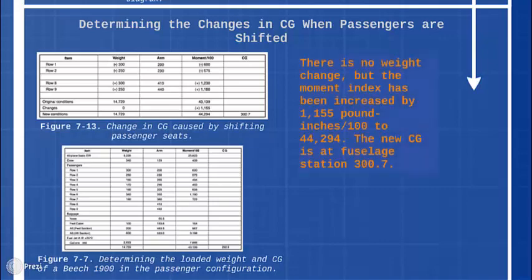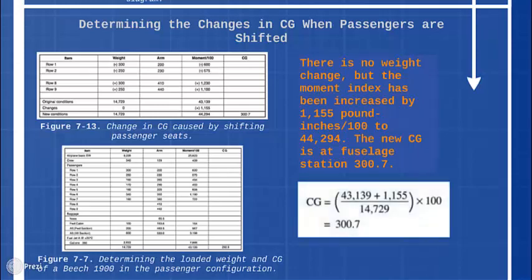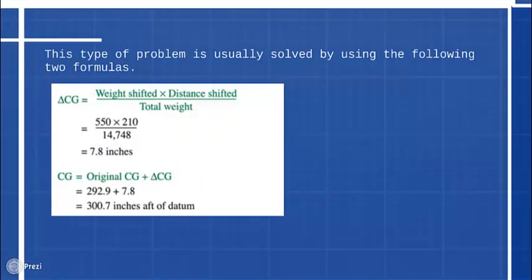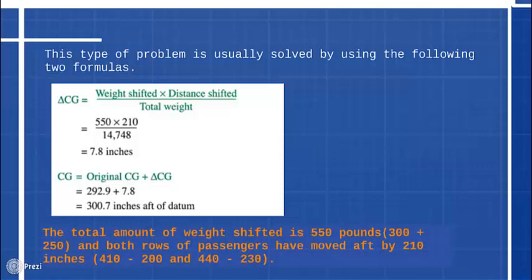There is no weight change, but the moment index has been increased by 1,155 pound-inches per 100 to 44,294. The new CG is at fuselage station 300.7. This type of problem is usually solved by using the following two formulas. The total amount of weight shifted is 550 pounds, and both rows of passengers have moved aft by 210 inches.